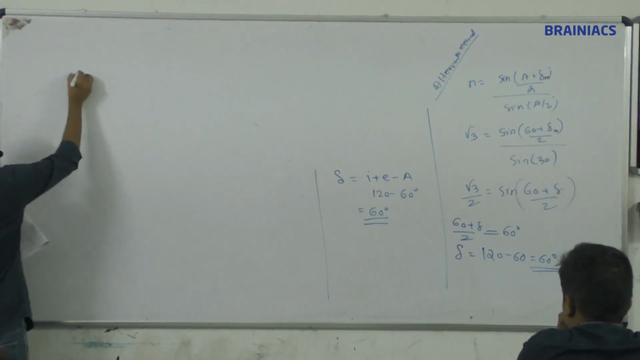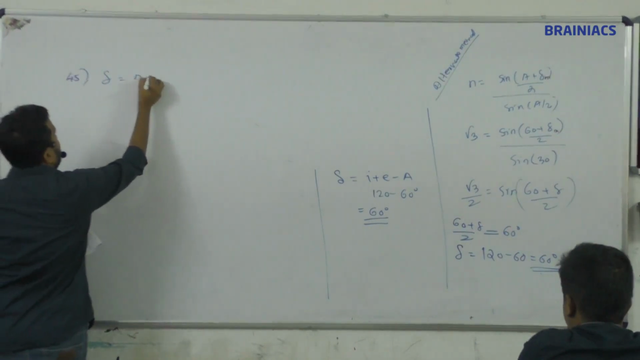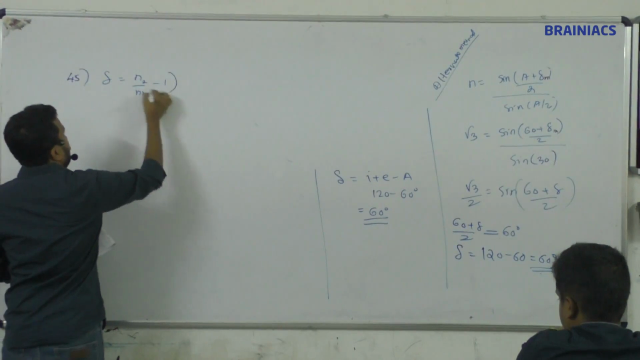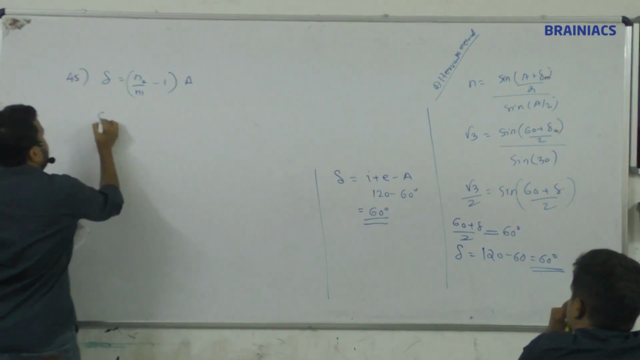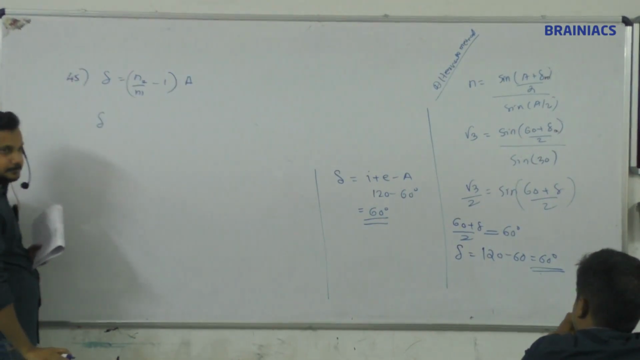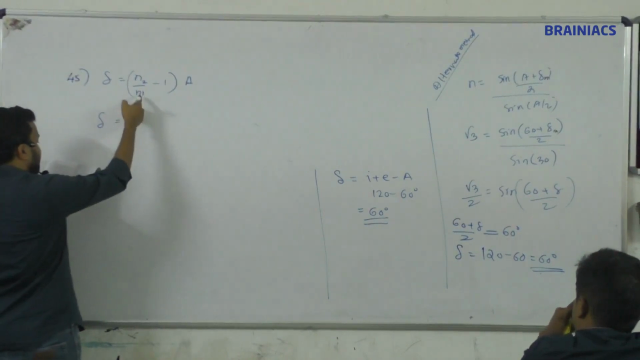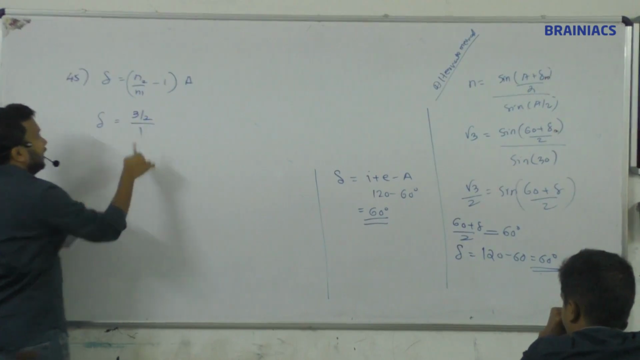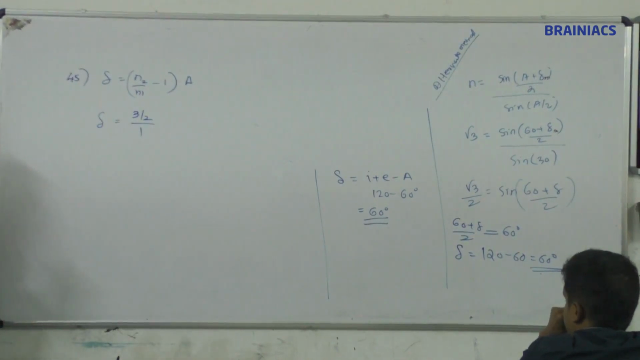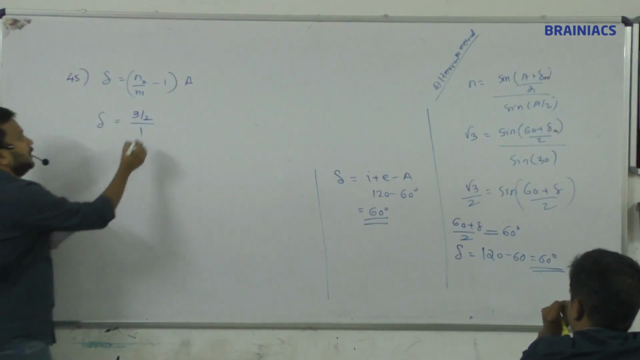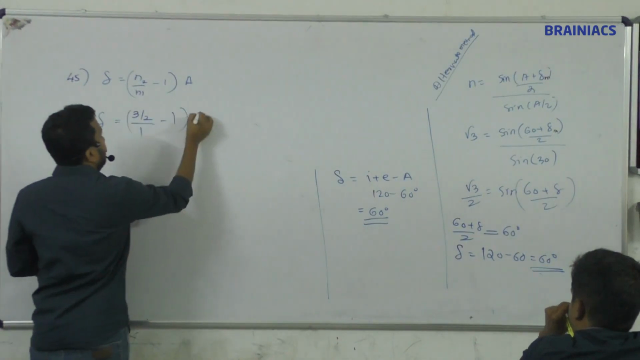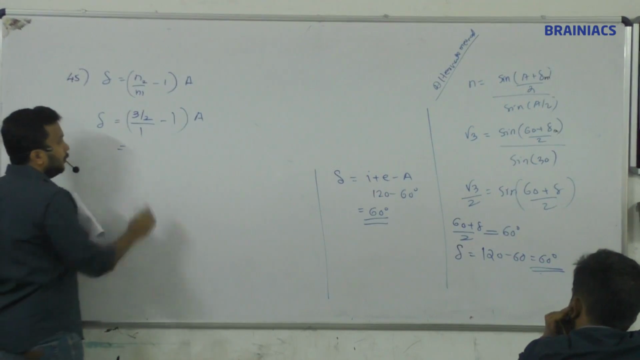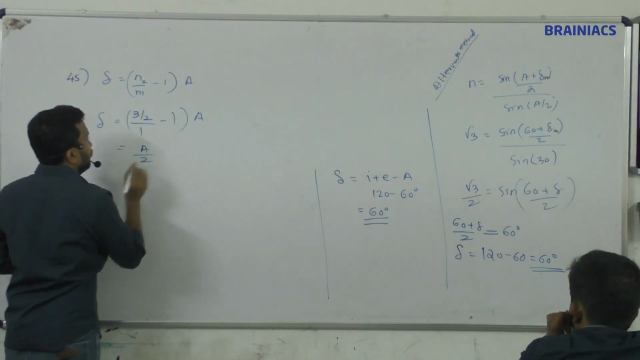So for 45, delta equals n2 by n1 minus 1 into A. First in air. In air, the refractive index of glass is how much? 3 by 2, with respect to air. So minus 1 into A. So how much should it come? 1.5 minus 1, 0.5. Answer is A by 2. We'll keep it here.